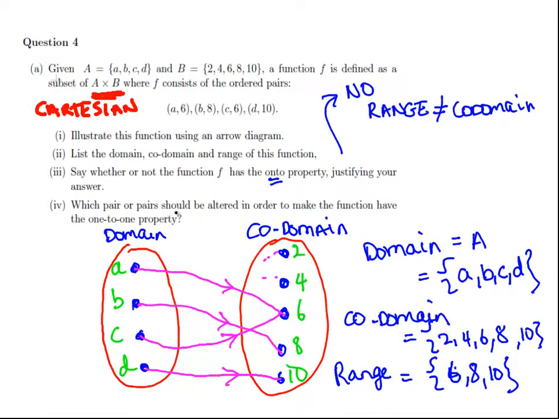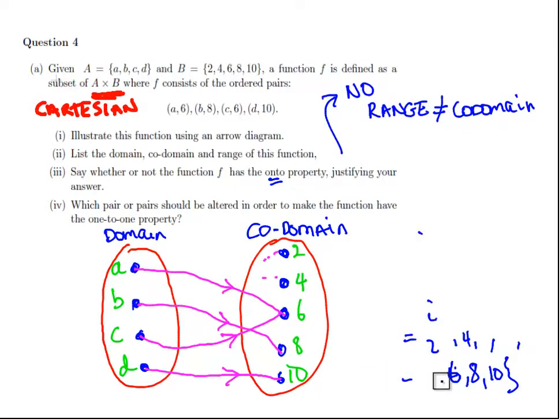Now, which pair or pairs should be altered to make the function have the one-to-one property? The one-to-one property means that for every element in the domain, there is one corresponding element in the codomain, and vice versa. So what we could do here is remove one of the following. Essentially, we have a to 6 and c to 6. So what we have to do is remove one of them.